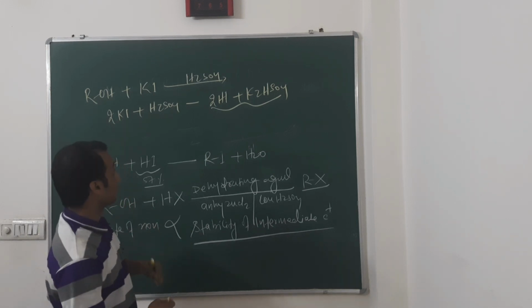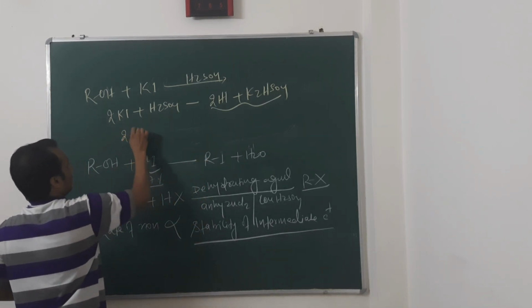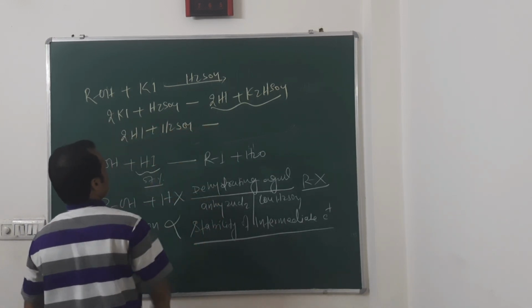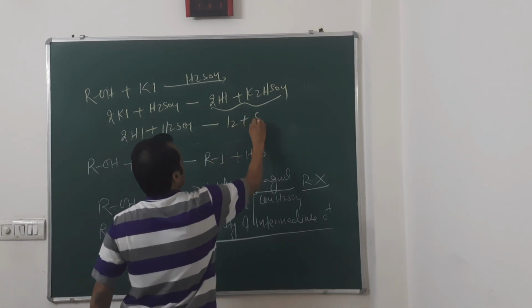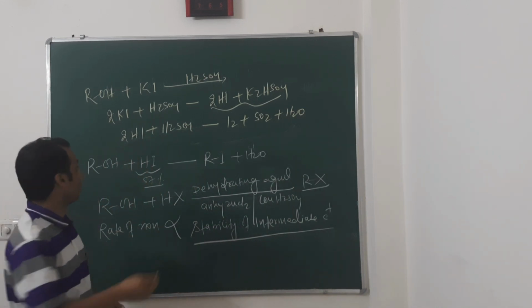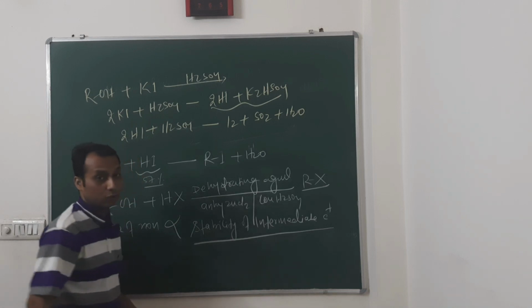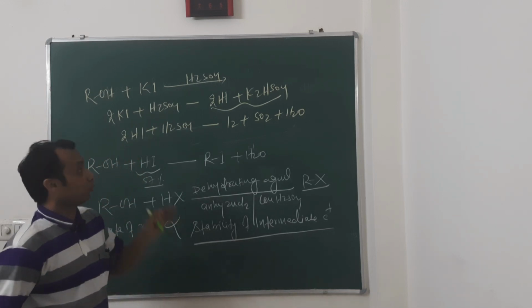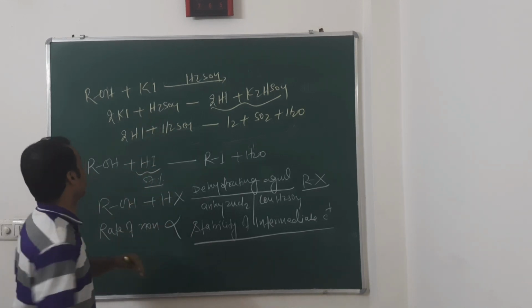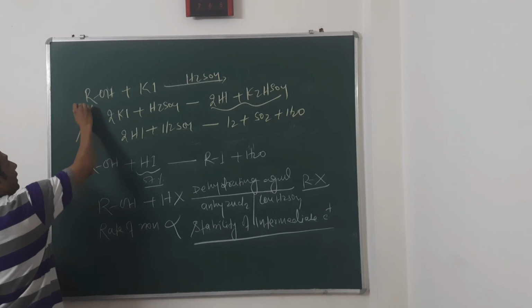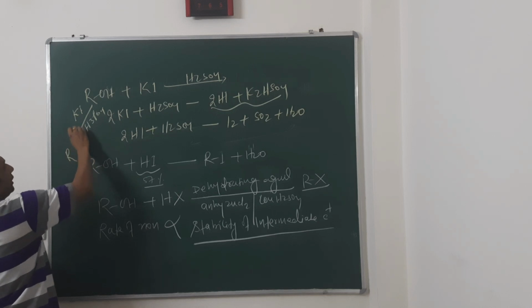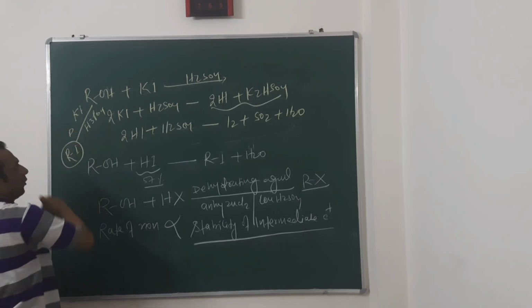Now, in the next step, what happened? HI again reacts with H2SO4 and forms I2 plus SO2 plus H2O. So instead of alkyl iodide, I2 will form, correct? Therefore, we always avoid taking H2SO4. Instead of H2SO4, we will take H3PO4, which will directly convert, and on heating, alkyl iodide is supplied.